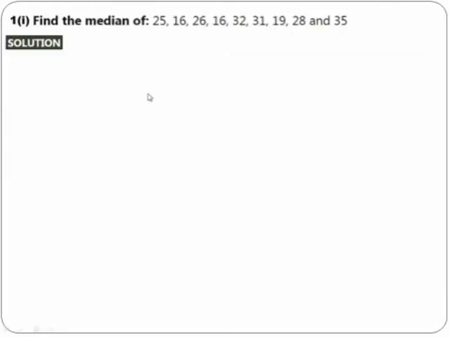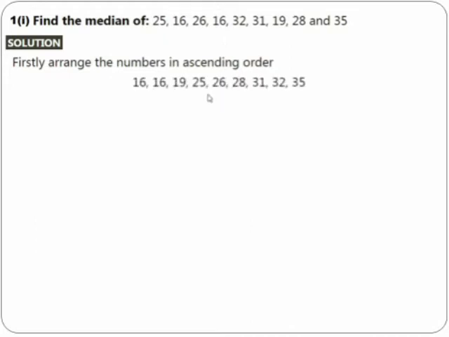Find the median of this data. First and foremost, you know that you have to write the data in ascending order, right? So firstly, arrange the numbers in ascending order. When you arrange, you get this. Now how many data, observations or variates are there? There are exactly 9, isn't it?